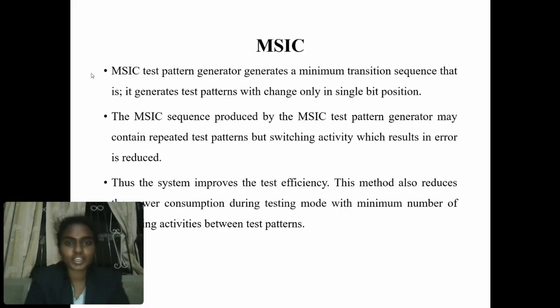MSIC test pattern generators generate a minimum transition sequence, that is, they generate test patterns with change only in a single bit position. The MSIC sequence produced by the MSIC test pattern generator may contain repeated test patterns, but the switching activity which results in an error is reduced. Thus the system improves the test efficiency. This method also reduces the power consumption during the testing mode with the minimum number of switching activities between the test patterns.